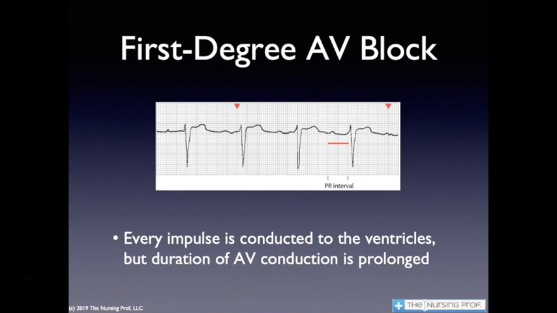A first-degree AV block means that the duration of the PR interval is prolonged. Look at the PR interval in this EKG. Now, the third complex is probably the easiest one to see it. And you see the PR interval spans almost 2 large boxes. Each large box is 0.20, so it's about twice as long as it should be.